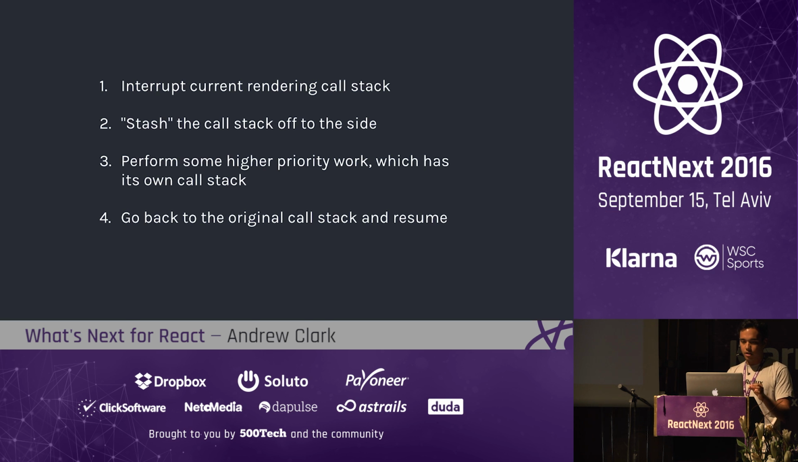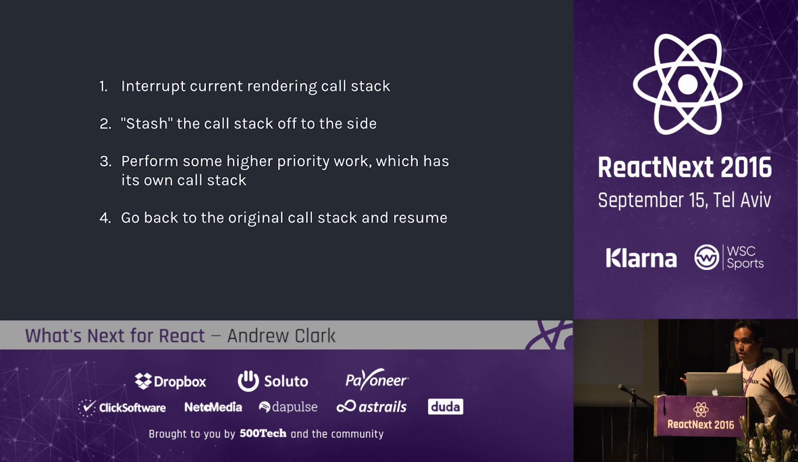So that's essentially what we're trying to do. It's actually a little bit more complicated than that. It's a little bit fancier. What we really want to do is interrupt the current rendering call stack, stash that call stack over to the side somewhere for later, like save it. Then we have some higher priority work that we need to do, so go do that higher priority work, which has its own call stack, and go all the way through it. And then once that higher priority work is done, like an animation is done, go back to the original call stack, and keep going from where you stopped before.